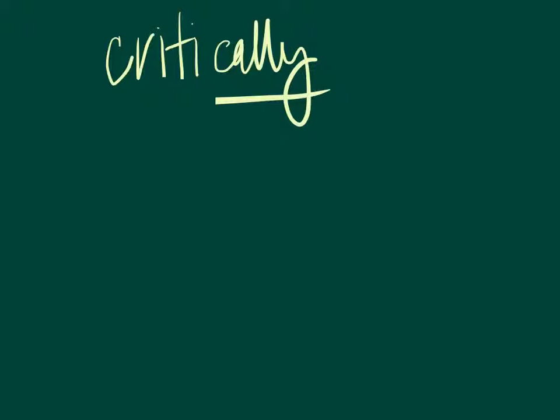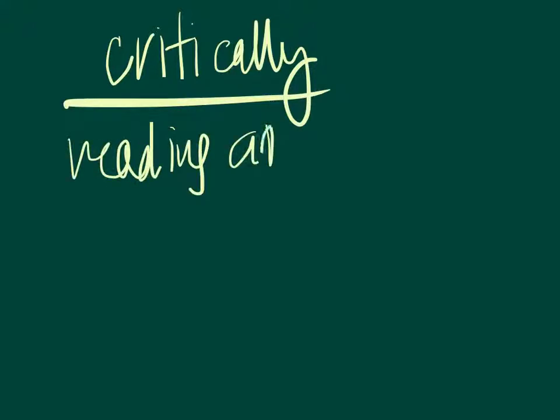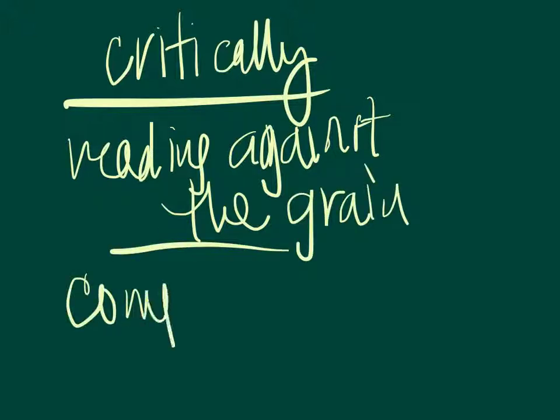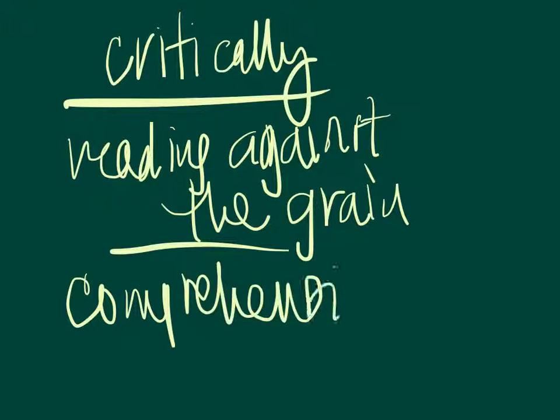So, what I want you to focus on doing in this class is reading critically. What does that mean? It essentially means reading against the grain. What you've probably been taught throughout your entire life is to read for meaning, for comprehension, to try to understand what the author is saying. That's certainly a part of what you need to do to read critically, but that's not all that you need to do.